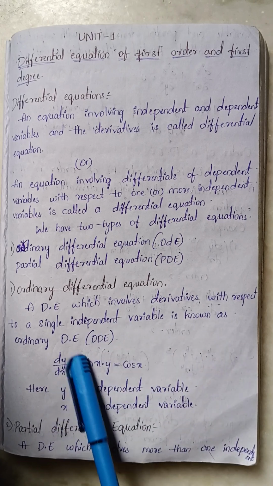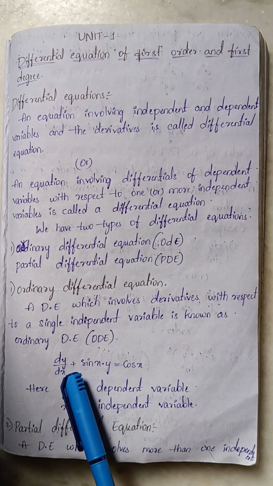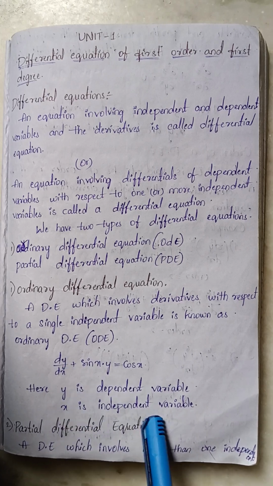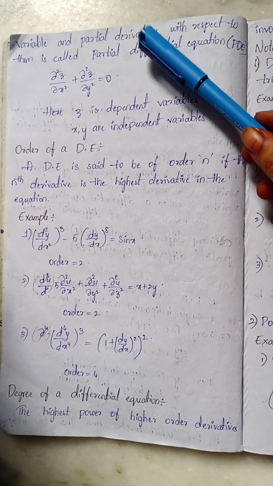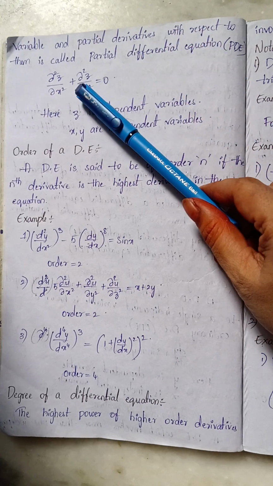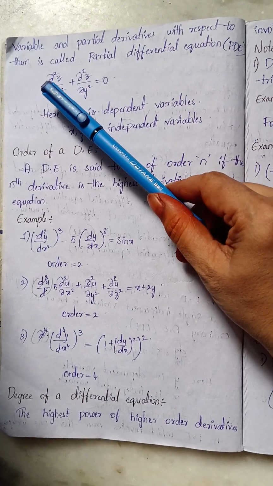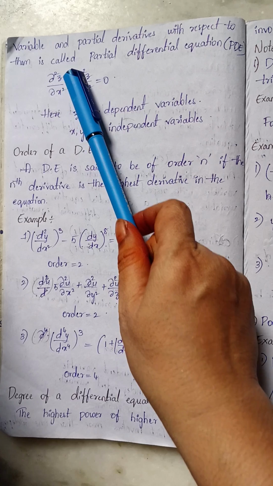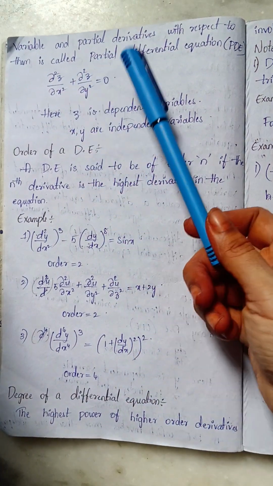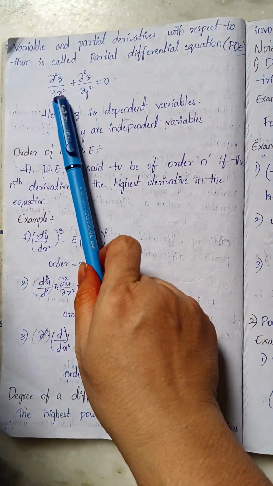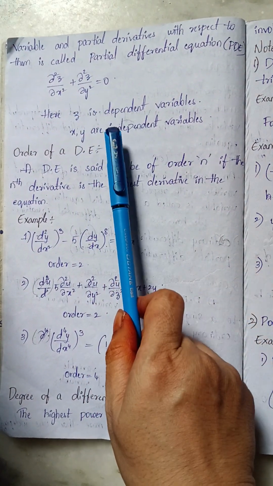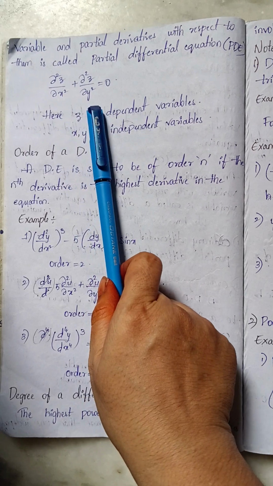Example, this one. We are taking normal derivatives. In this case, we have only one dependent and one independent variable. Whereas in partial, it has more than one independent variable. See here, partial derivatives are denoted by dou. So we are taking partial derivatives as dou square z by dou x square or dou z by dou x, whatever it is. Here z is the dependent variable, and here we have two independent variables. Like these are called partial differential equations.